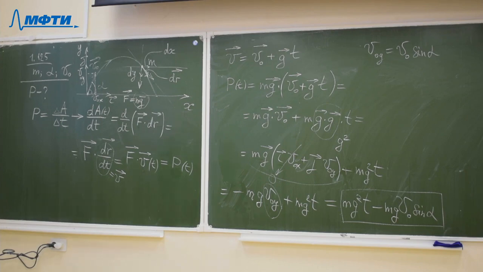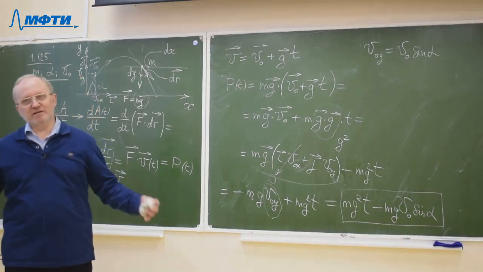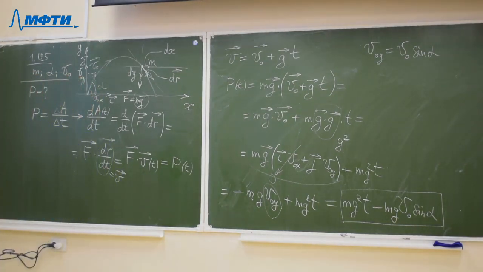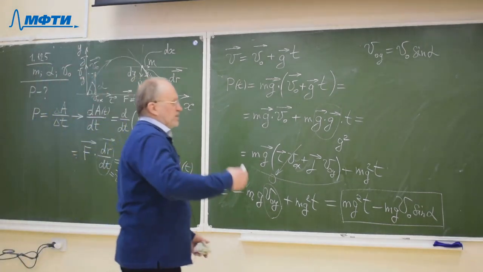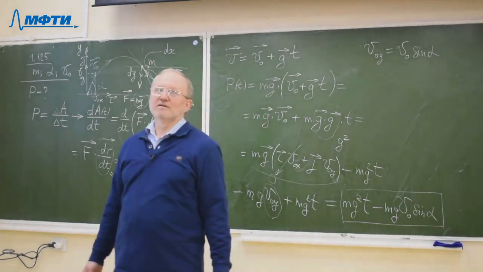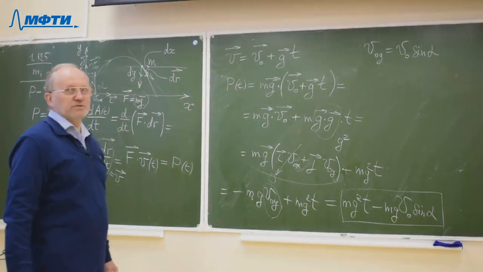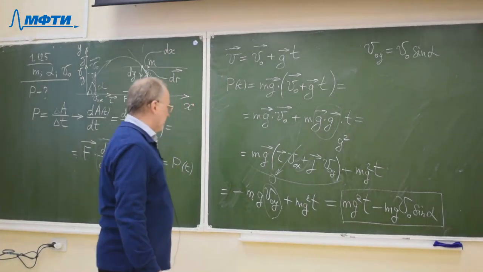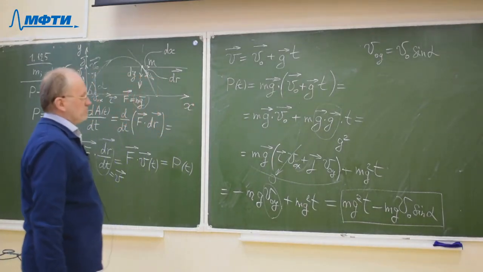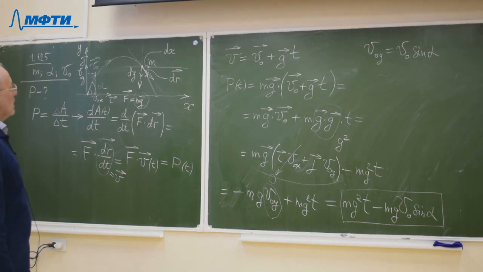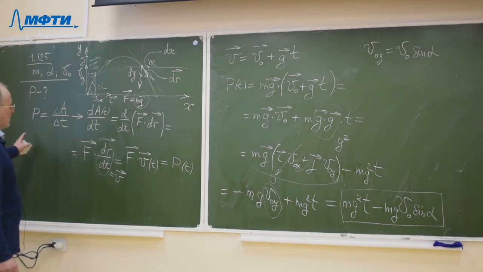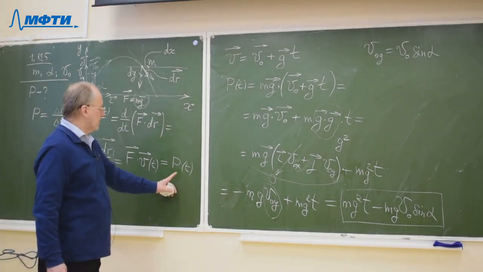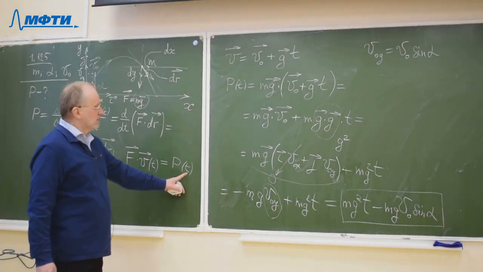Sometimes students solve problems and obtain some answer, maybe a very beautiful answer, but it contains quantities which are unknown, which are not given in the problem. Somehow students believe that this is the answer. No, this is not the answer, because it contains unknown quantities. The final answer should contain only the quantities given in the problem. So we have been calculating the power as a function of time, the power performed by the gravity force as a function of time.